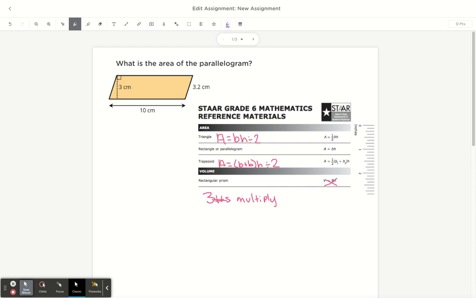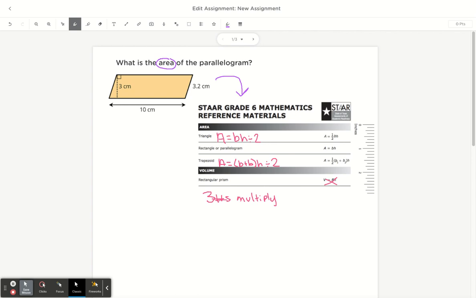All right, let's review how to find area. Anytime we see that word area, we are going to make sure we look at our formula chart or we pull up where it says formulas in the online testing. All right, so this is a parallelogram. So I'm going to go find area of a parallelogram, which is right here. And I see that the formula is A equals BH.